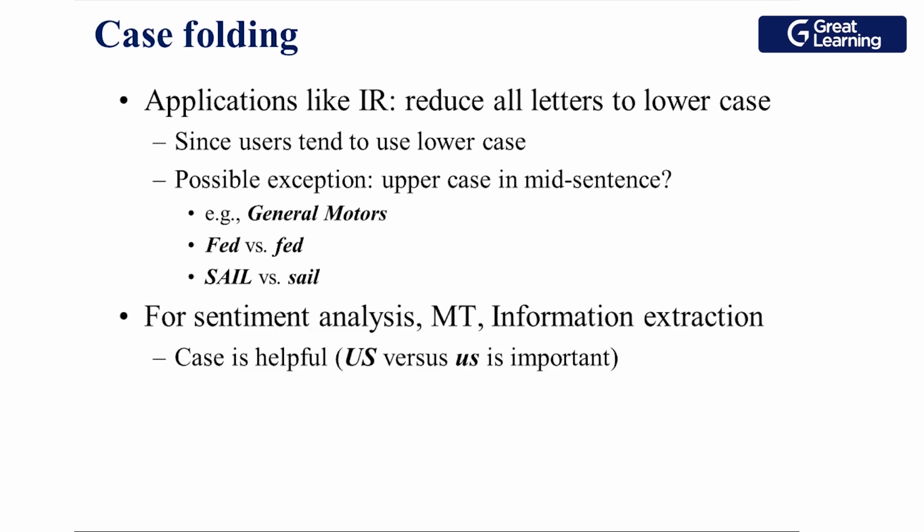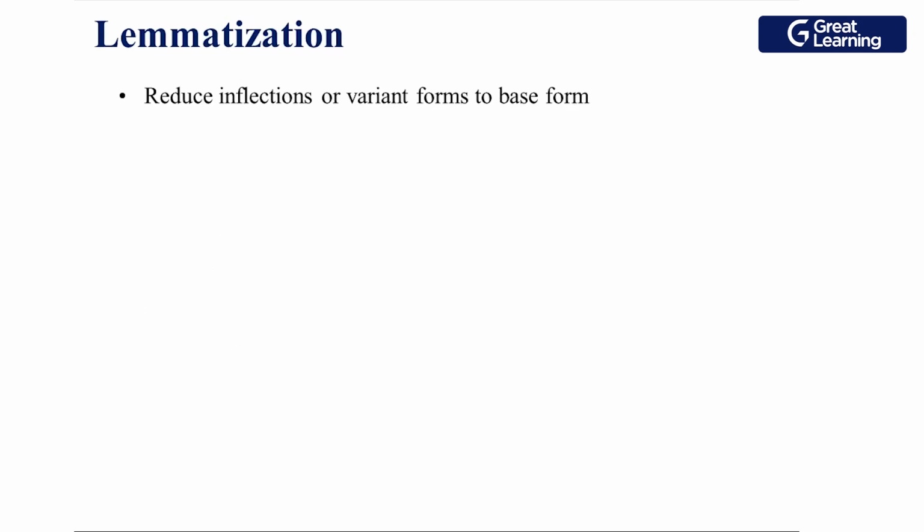In fact, for certain cases like sentiment analysis or machine translation, case is actually very important. So for example, US versus us. If you just lowercase things, the US will not remain US, it will become us. So these are all tools that you need to know if you build any natural language processing system, because they help simplify your text and help you extract meaning out of it.